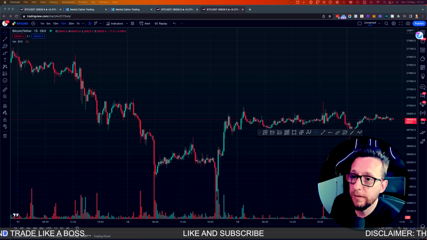Same thing on Market Cipher B. We're going to be looking for a green dot or a wave curving up for a long. Green here, like it is for a long. If we're looking for a short, we're obviously going to be looking for the other way around. We're looking for red here, this red wave, or this red line at the bottom here. We're looking for a red dot and the waves curving down. The waves will have to be above the zero line for a short and below the zero line for a long.